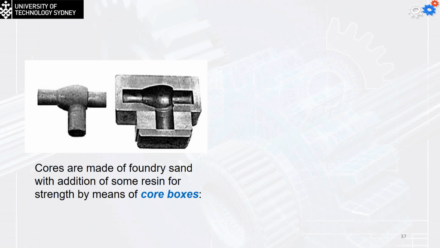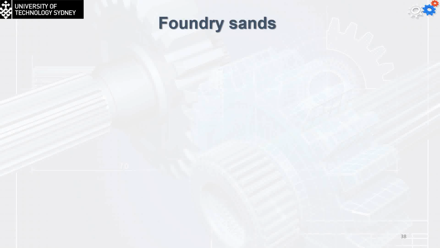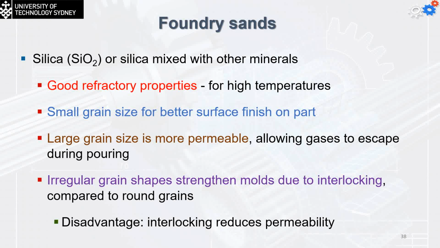The foundry sand properties: usually we use the silica, which is the sand. But usually it should be mixed with the other minerals. Also, I should have some binding materials to hold the silica in between. The binding materials can be either organic or non-organic. One of the organic types is going to be the clay itself. So the silica has good refractory properties for the higher temperatures, and small grain size for the better surface finishing of the parts. But the large size grains are going to be more permeable, and this allows for the gases to escape during the pouring process.